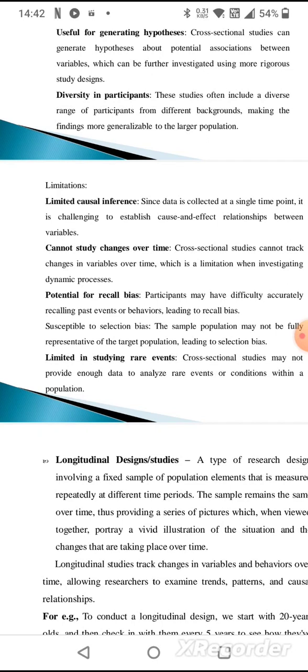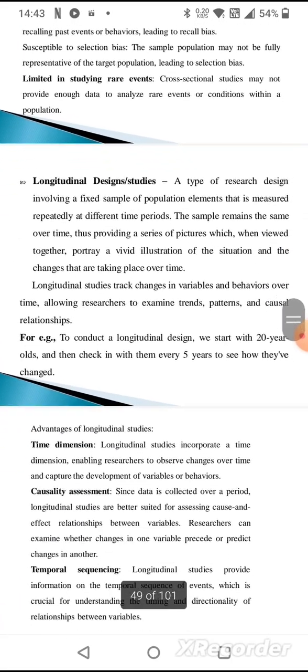And there is potential for recall bias. Participants may not be able to recall because you are taking the data at that moment, in only one shot, right? You don't give them much time, just 5-10 minutes of recalling. So they may not recall some valid data which is required by you. And it is limited in studying rare events. Because rare events occur at unusual times, and when you are collecting the data in one shot, you might not get that kind of general or reliable data. So this was about cross-sectional studies.